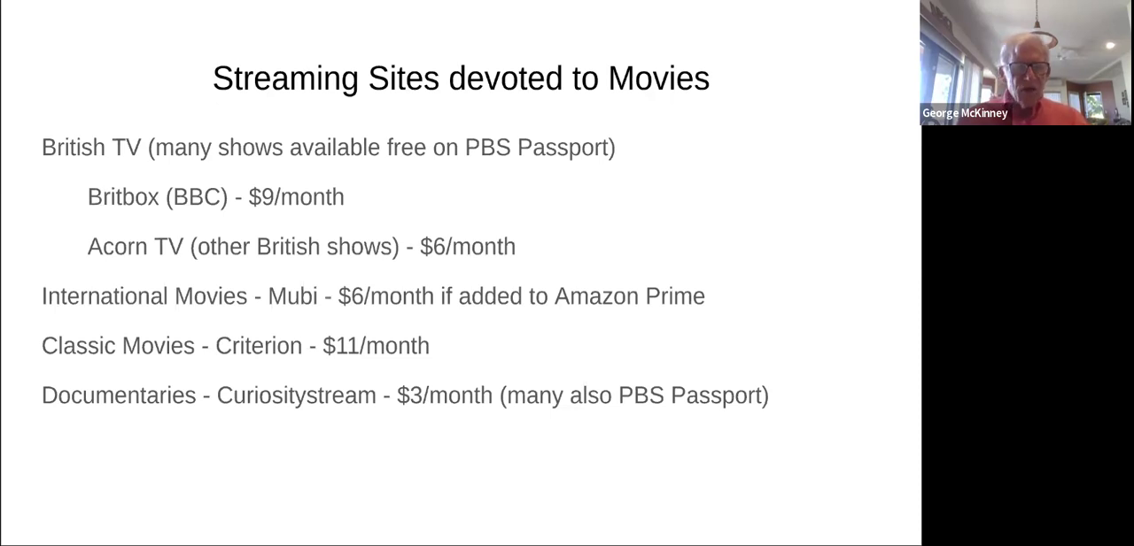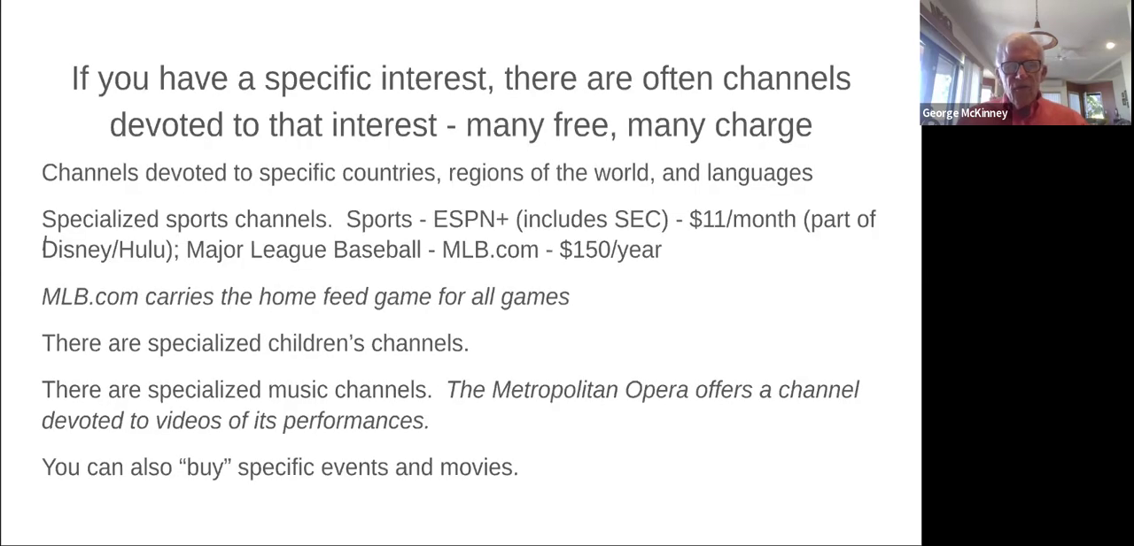And then Curiosity Stream has a lot of documentaries. There are also a lot of documentaries on PBS Passport. Now, if you have a special interest, there are other channels devoted to that interest, and many are free, although some do charge. There are a number of channels devoted to specific countries. You can get channels, for example, you can get an Israel channel. You can get channels in many different languages. Again, roughly free. You have specialized sports channels.